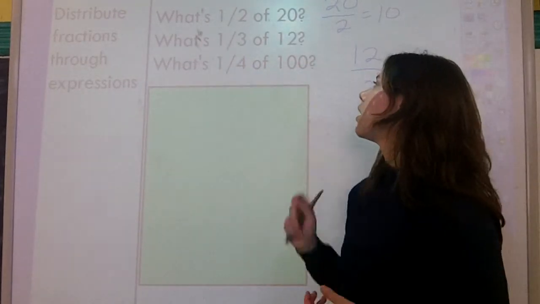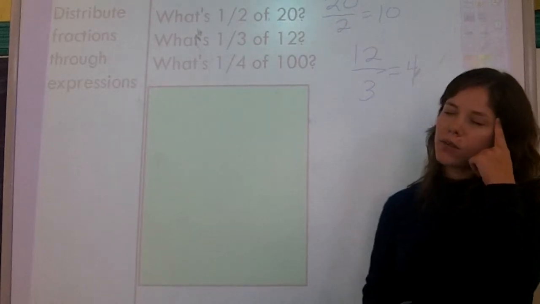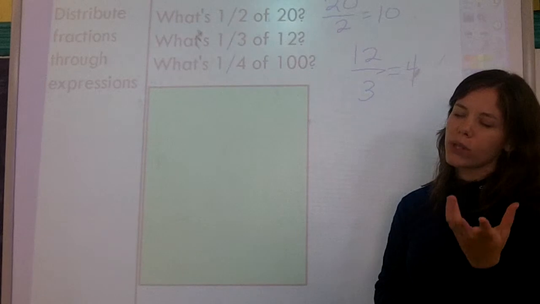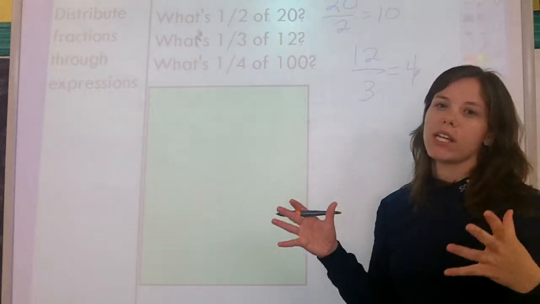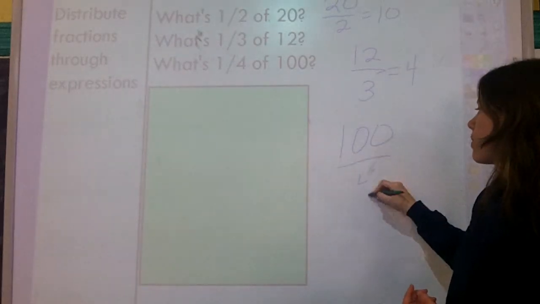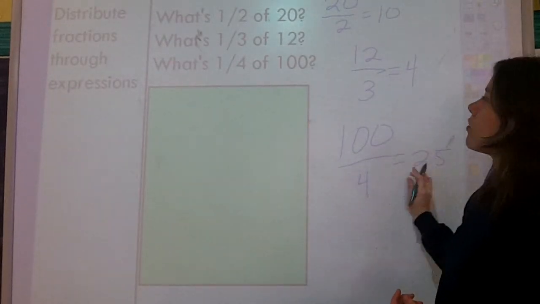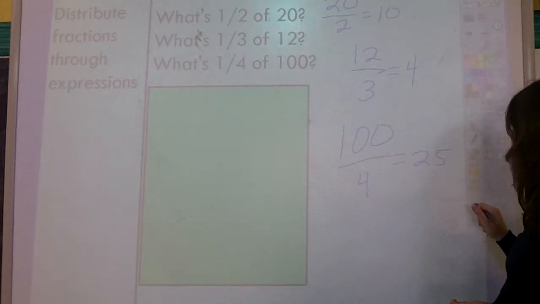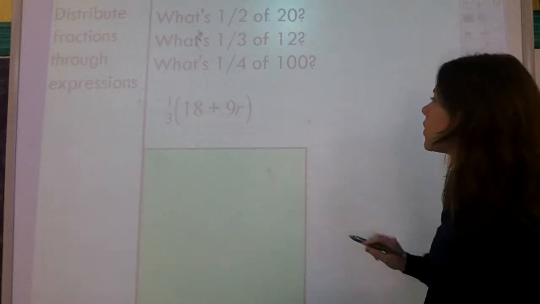What's a quarter of 100? Think about how you would set that up. I know I only want 1/4 of it, so I need to break it into 4 pieces. That's divide. 100 divided by 4 is 25. So 1/4 of 100 would be 25. Let's look at how this plays out in expressions.